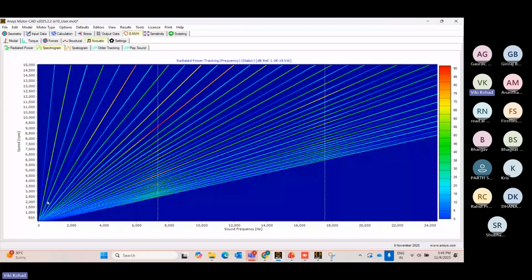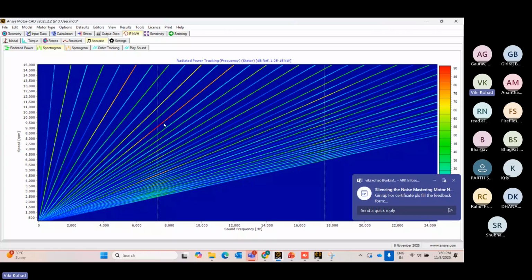Okay, so now in the 12th harmonics you can see in the middle, around 7000 RPM, the sound power is more, and after 7000, or you can say between 6000 and 8000, the sound power is more, and after that the sound power is getting reduced. It means at that time the radial forces are also decreasing.